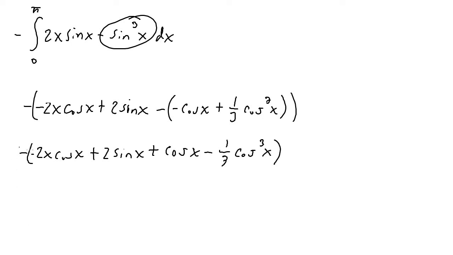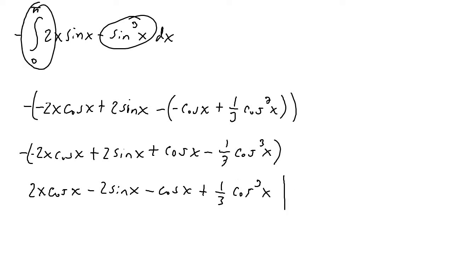So now if I distribute over the negative, we have a positive 2x cosine x, and then minus 2 sine of x, minus cosine x, and then plus 1/3 cosine cubed of x. So now we can finally evaluate from the x bounds of 0 to pi.